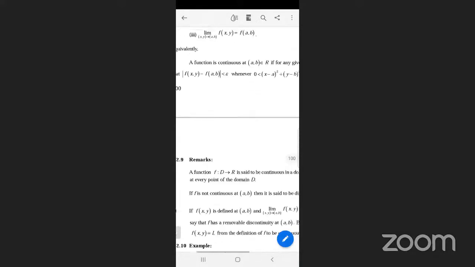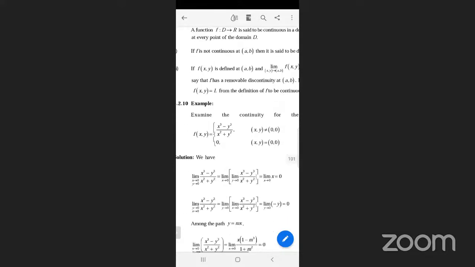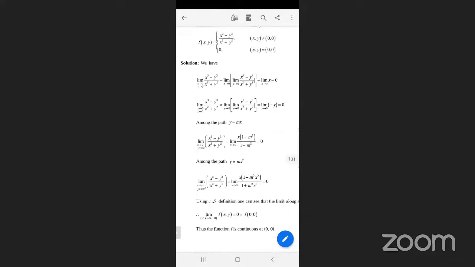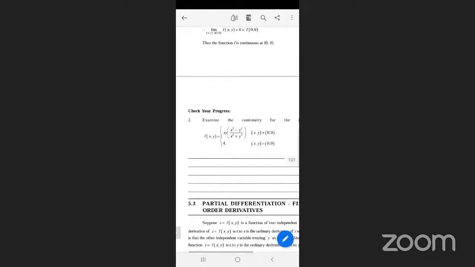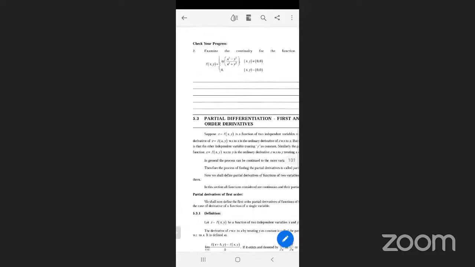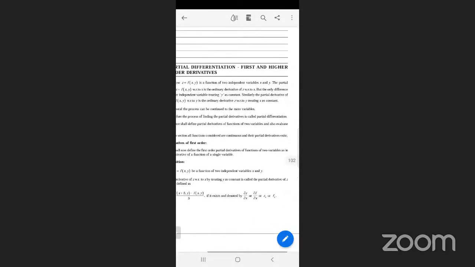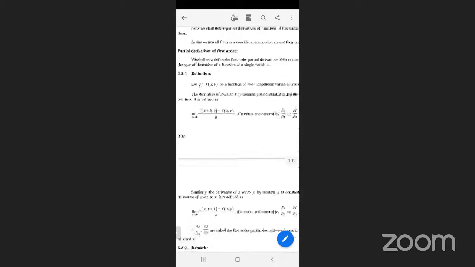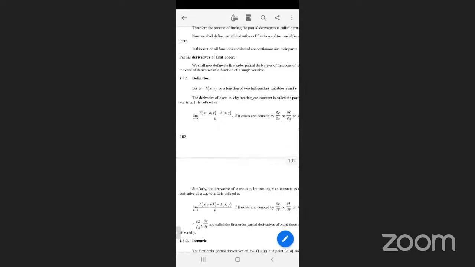Based on this we have different problems. Just go through these problems because these are similar examples. I will move to the next topic, that is, partial derivatives of first order and higher orders. Here, z equal to f of x y is a function where z is a dependent variable and x and y are two independent variables.